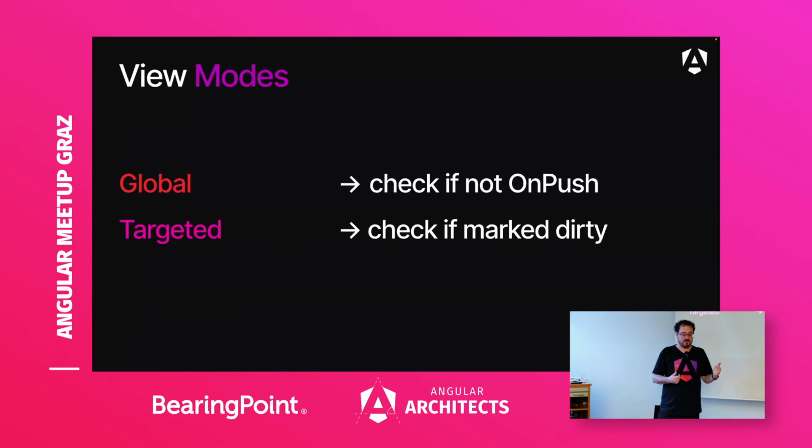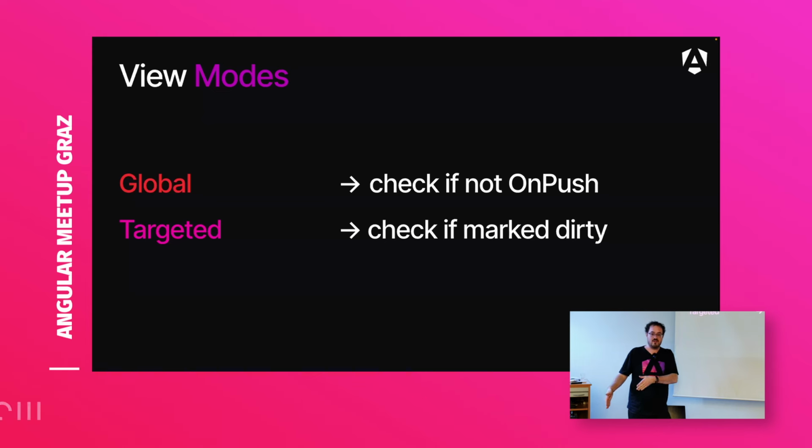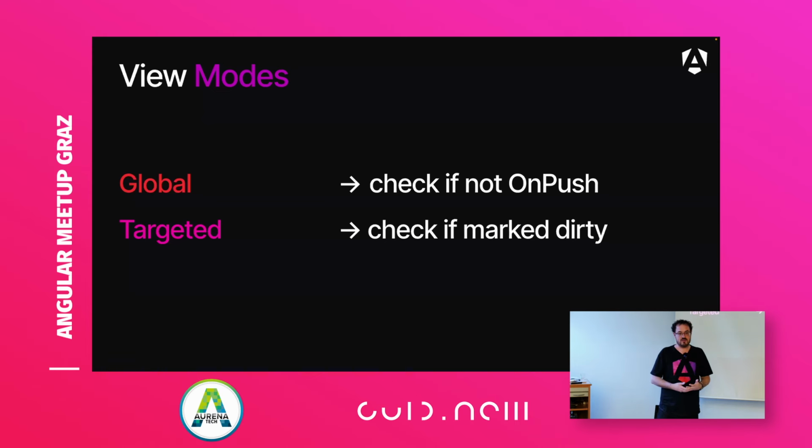So global mode is the default for zone-based change detection. And this says we check all of the components that are default, and we don't check on-push components unless they're dirty. We also have what we call targeted mode. In targeted mode, we skip components that are not dirty and only check the views where something has told Angular, this needs to be checked. Targeted mode is the default for zoneless change detection.